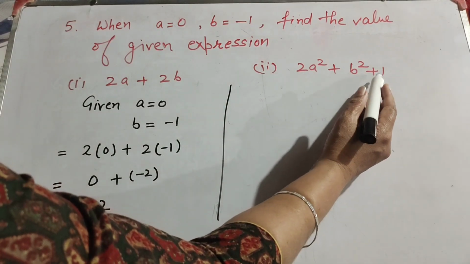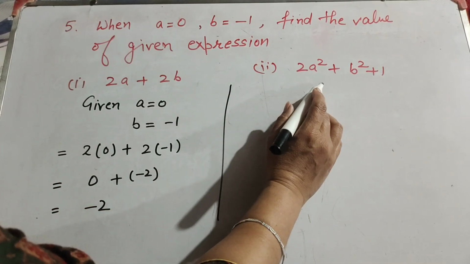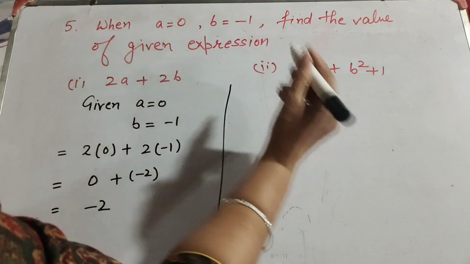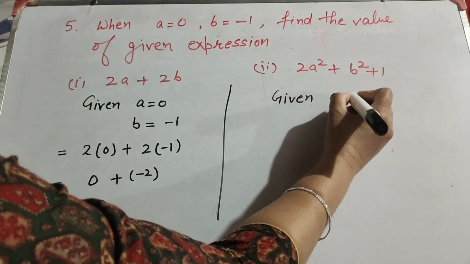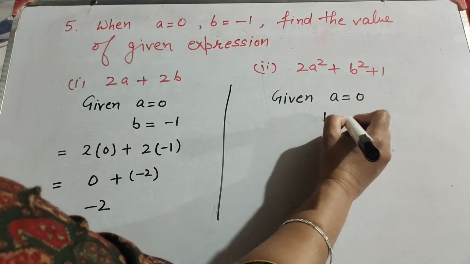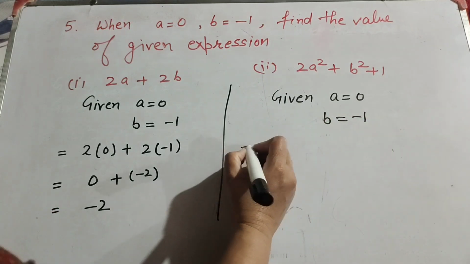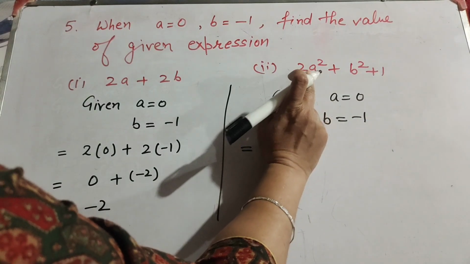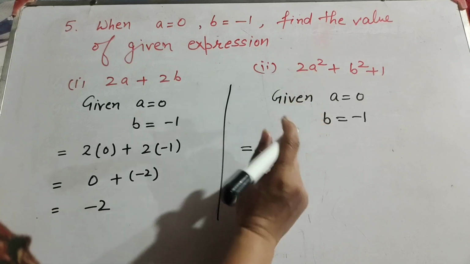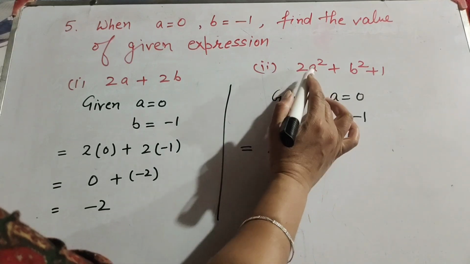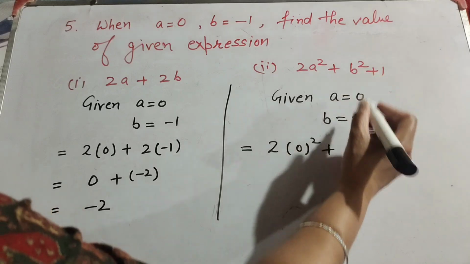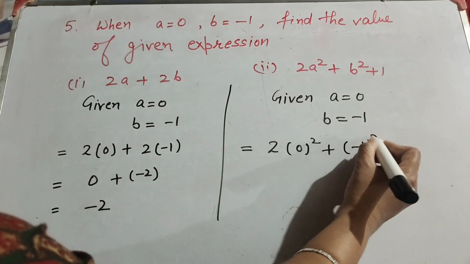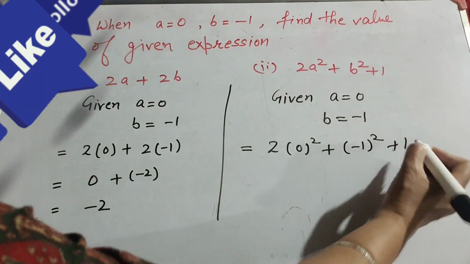It is 2a square plus b square plus 1. So a equal to 0, b equal to -1. We find the value of this expression. So it is 2a square. A equal to 0, so 2 into a square, a equal to 0, it is 0 square, plus b square, b equal to -1, it is -1 square, plus 1.